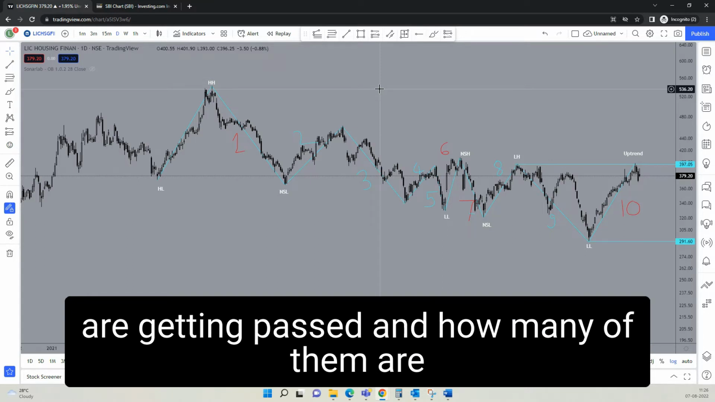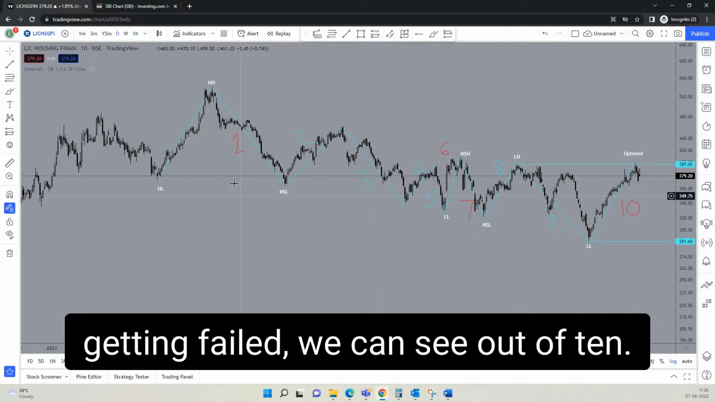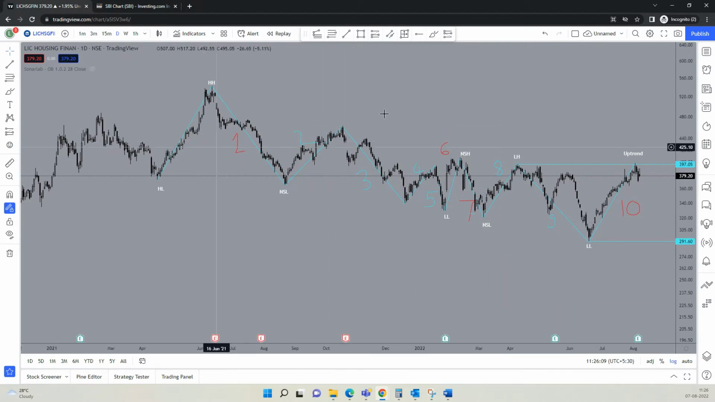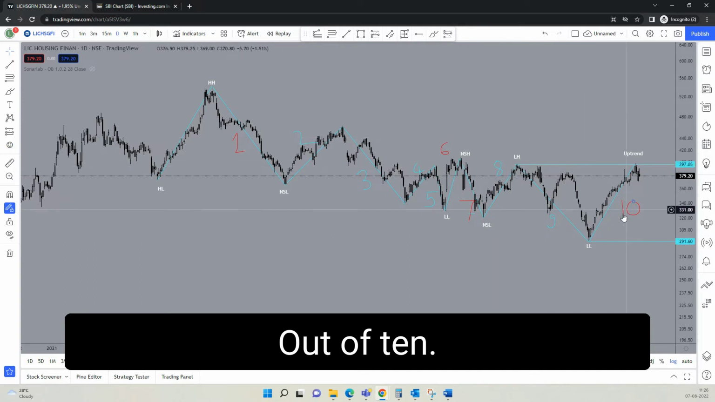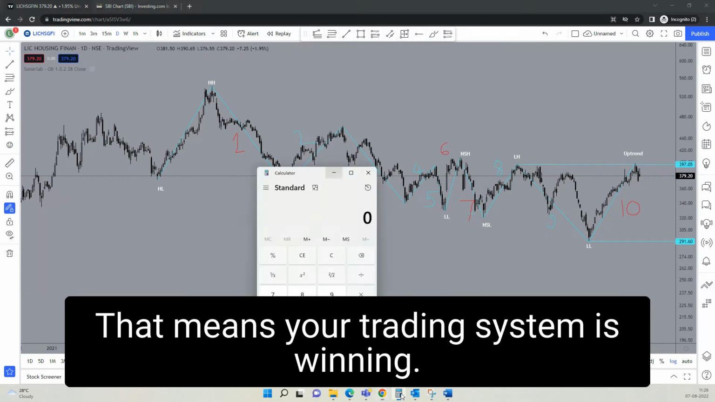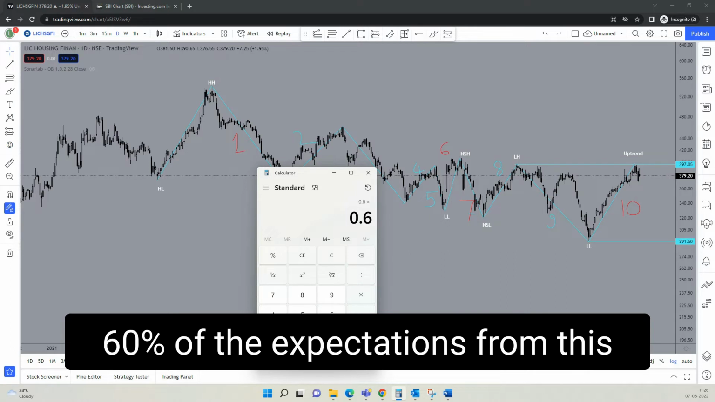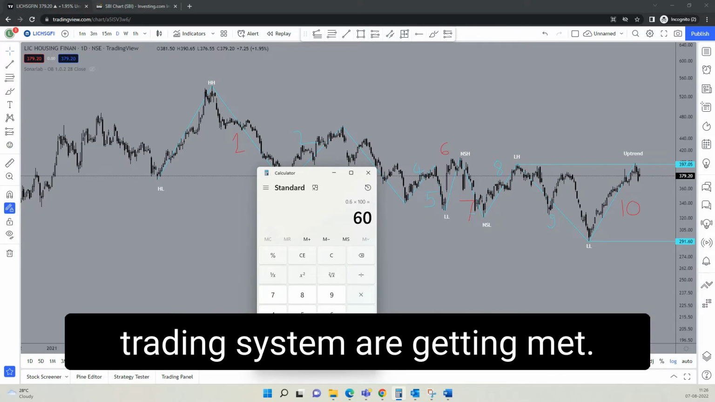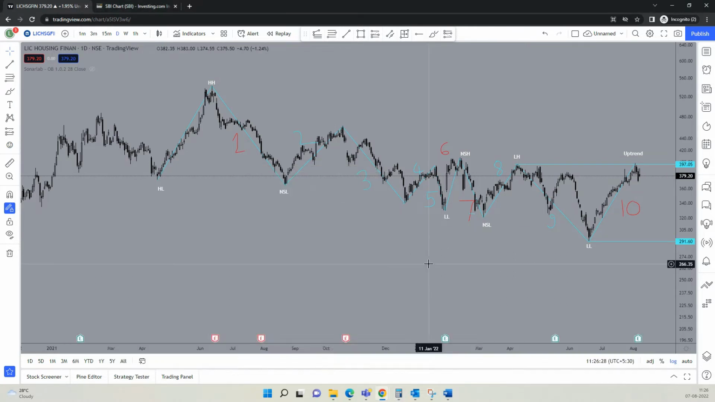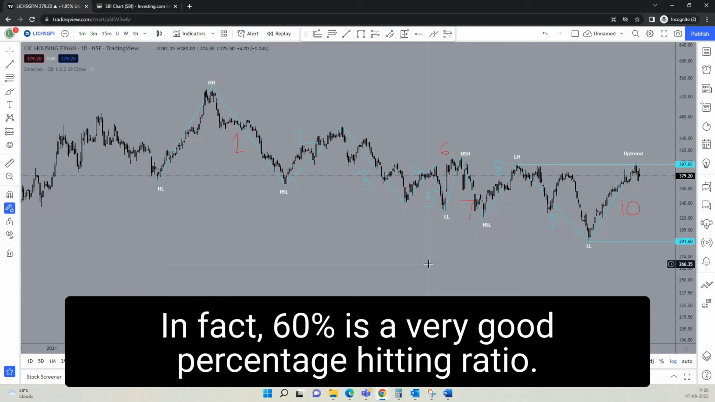So if we calculate how many percent of expectations are getting passed and how many of them are getting failed, we can see out of 10, 4 have failed: 1, 2, 3, 4. That means your trading system is winning 60%. 60% of the expectations from this trading system are getting met. In fact, 60% is a very good hitting ratio.